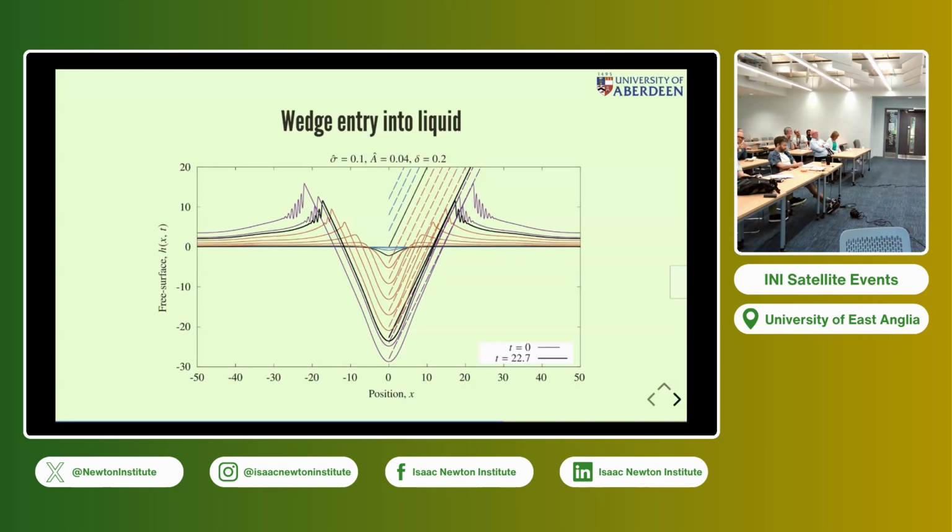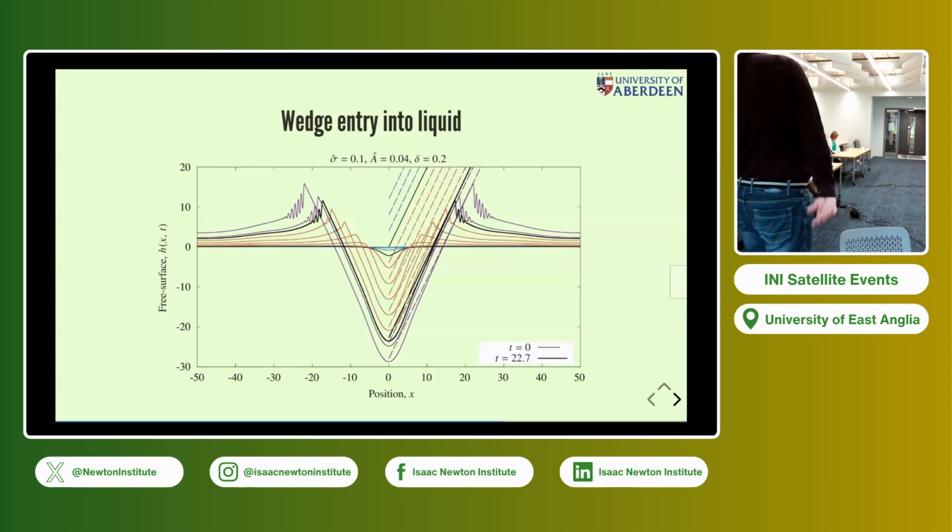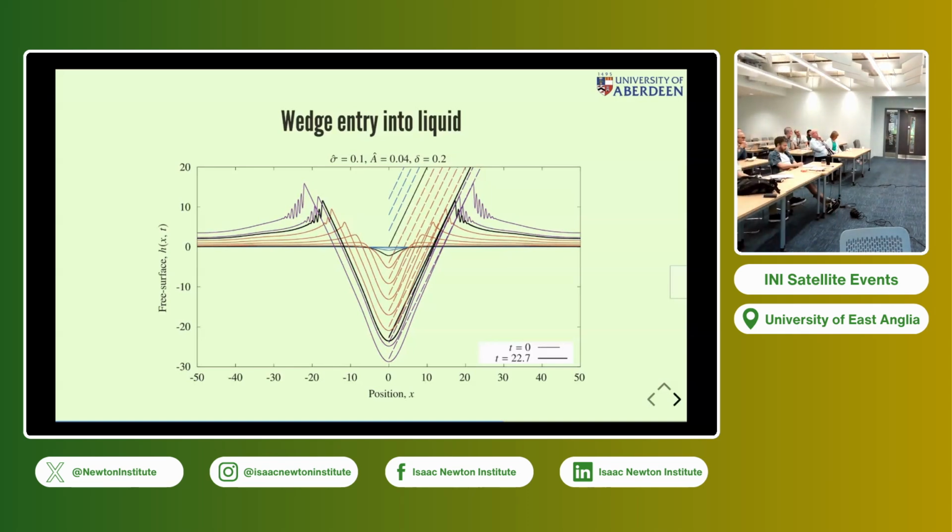So there's a balance between the gradient of the wedge and whereabouts exactly the gas touches down. I should have said at the outset that on all of these plots, I'm essentially stretching the vertical axis much more than I'm stretching the horizontal axis to exaggerate all these effects. So bear that in mind when actually looking at these plots.